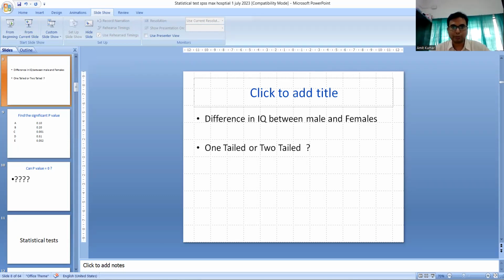Now you have to tell me which p-value is significant in A, B, C, D, E. Everyone should try to answer this question.